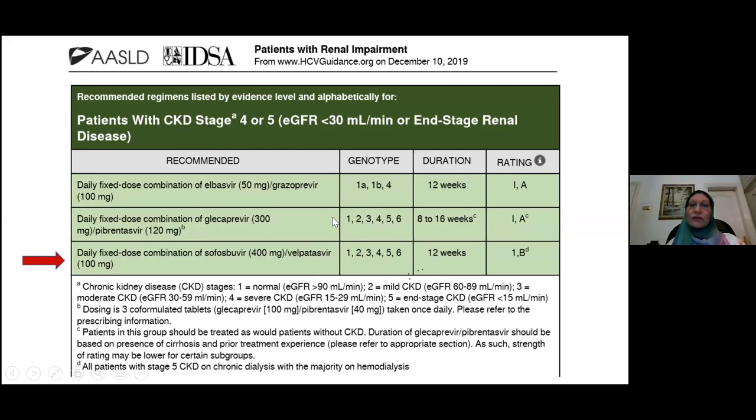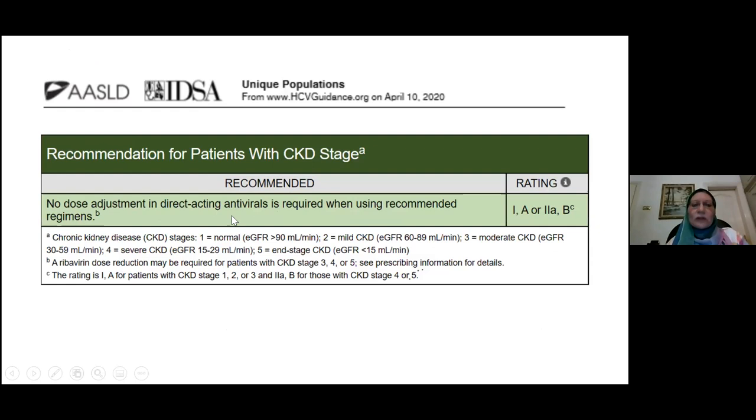Well, actually, in spite of the fact that the concentration of the drug and its primary metabolite is markedly increased in the blood, we had many studies showing that it is safe. And to the extent that now, in April 2020, they put the CKD stages all in one box, saying that there is no dose adjustment in directly acting antivirals required when using the recommended regimens, except for ribavirin, of course, which has to be reduced if it is given.